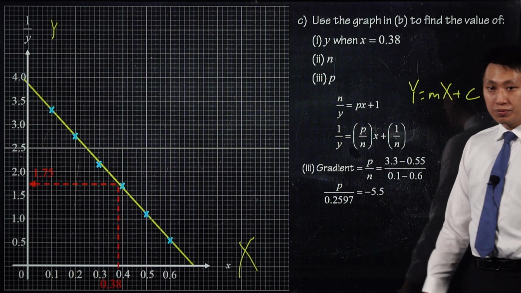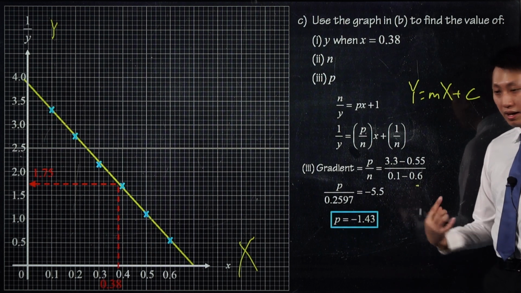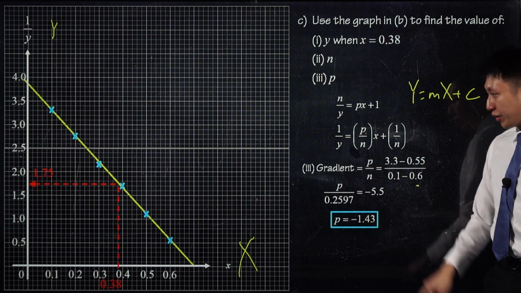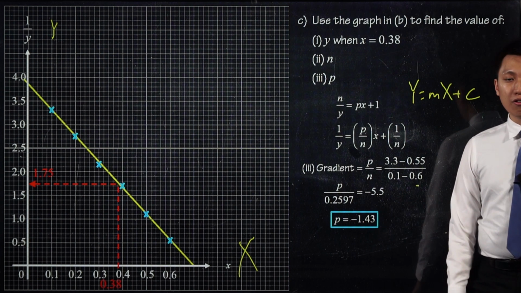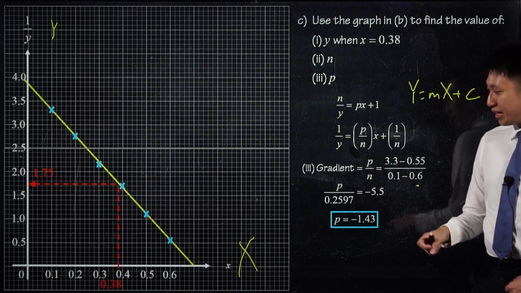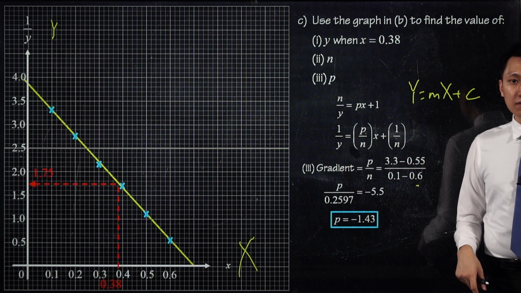After that, what do we do? We move it over and we get the answer. Okay, P is negative 1.43. Does it make sense or not? Gradient is P over N. P is a negative number. Does it make sense? Yes?